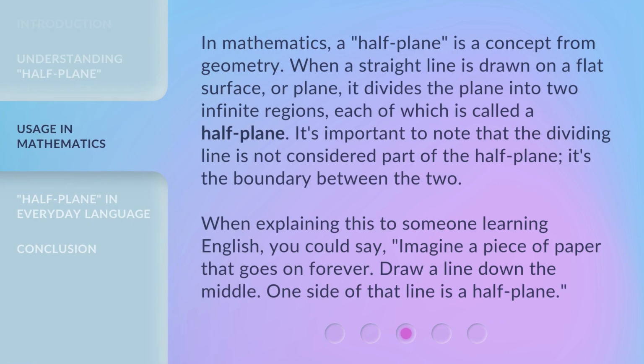In mathematics, a half-plane is a concept from geometry. When a straight line is drawn on a flat surface, or plane, it divides the plane into two infinite regions, each of which is called a half-plane. It's important to note that the dividing line is not considered part of the half-plane. It's the boundary between the two.